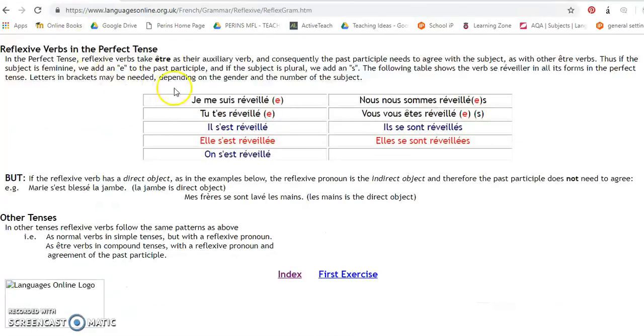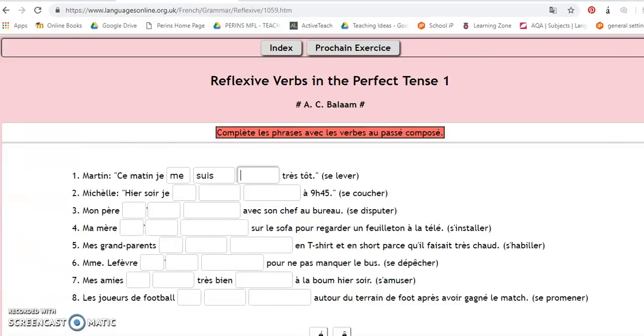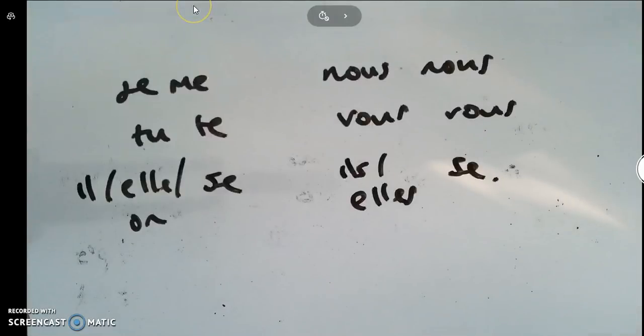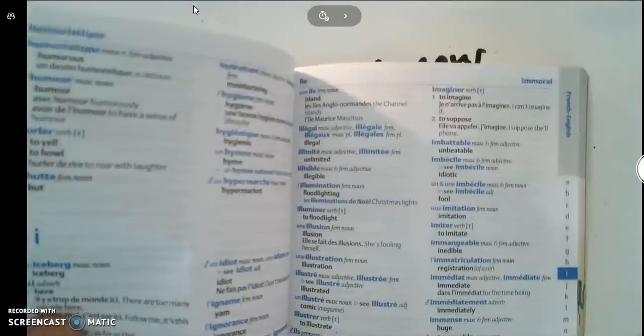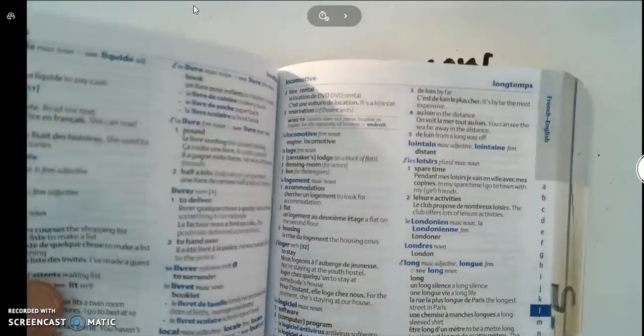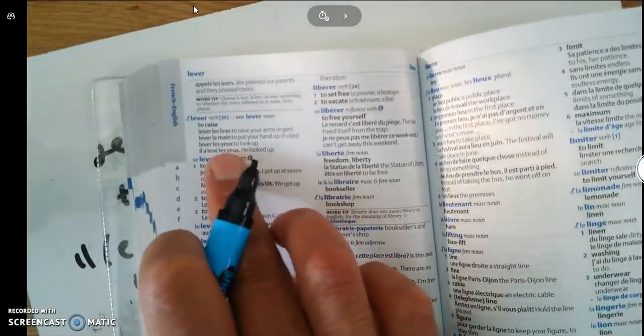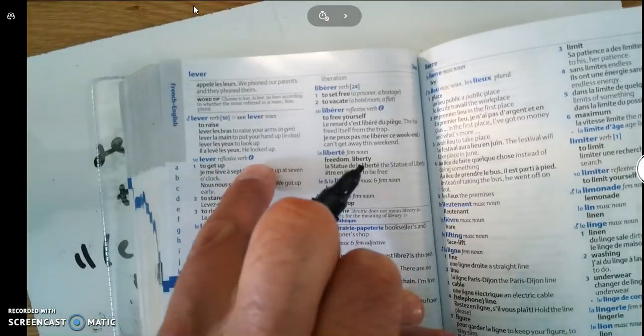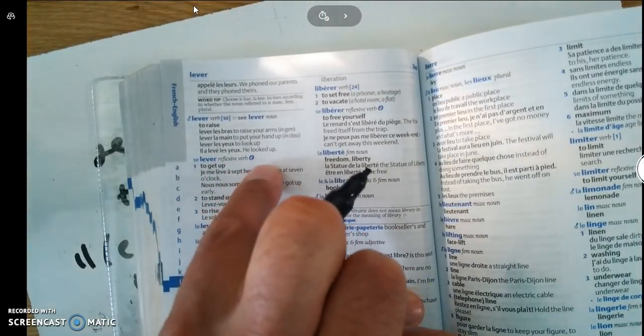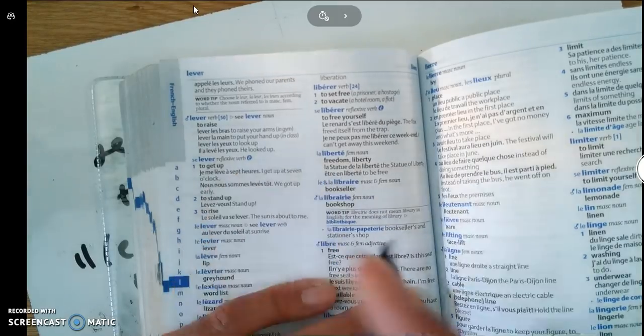Right, now I'm going to have a look on here just to see whether or not it says anything about lever. Well, it doesn't. So I'm just going to go into my dictionary here just to have a look at how I would do that. So let's have a look at lever. I know it's the verb lever, so let's have a look. Right, okay, so we've got this verb here, which we can see, which is se lever, a reflexive verb. It's got this little e next to it, which means to say that it conjugates with être.